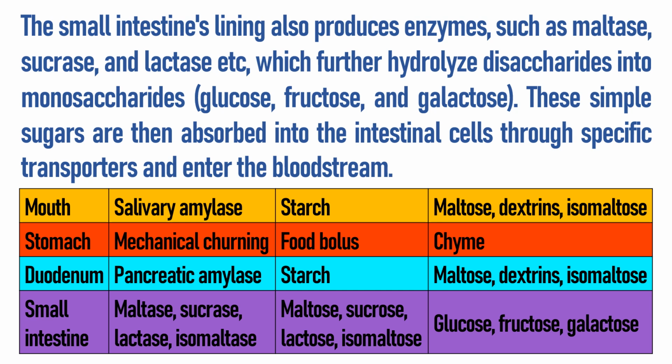These simple sugars are then absorbed into the intestinal cells through specific transporters and enter the bloodstream. Salivary amylase in the mouth converts starch to maltose and isomaltose, which are disaccharides. The pancreatic amylase too does the same. The intestinal digestive enzymes finally break down the disaccharides that come along with the stomach contents. Maltose, isomaltose, sucrose and lactose are broken down by maltase, isomaltase, sucrase and lactase, and the mixture now contains glucose, fructose and galactose as the final products, which are ultimately absorbed. Disaccharides cannot be absorbed, only monosaccharides can be absorbed.